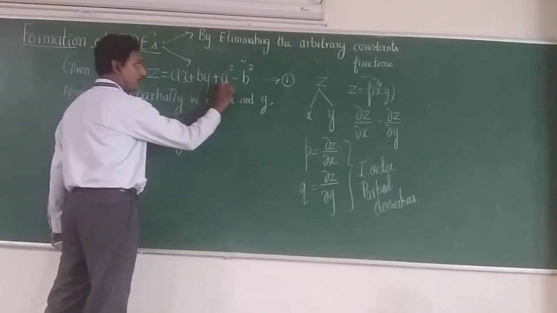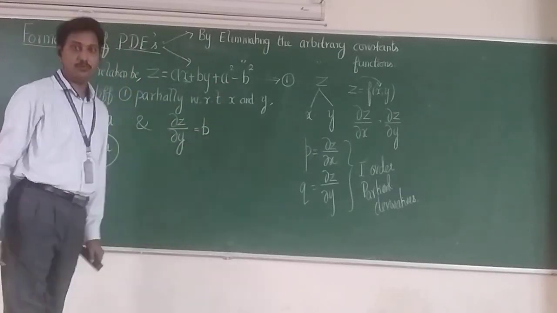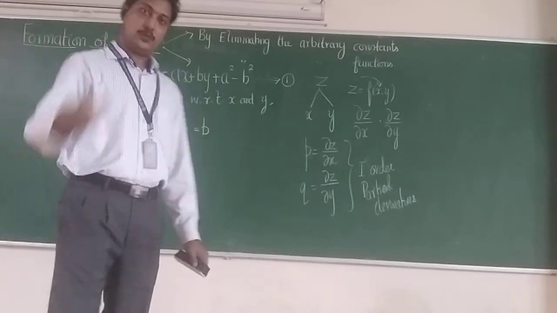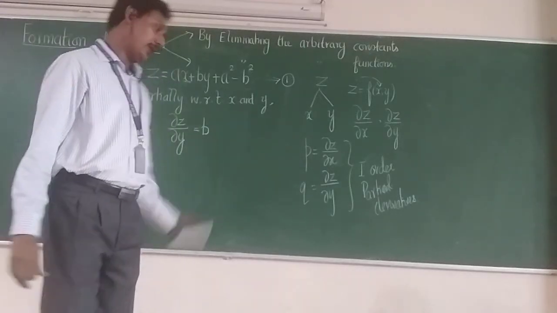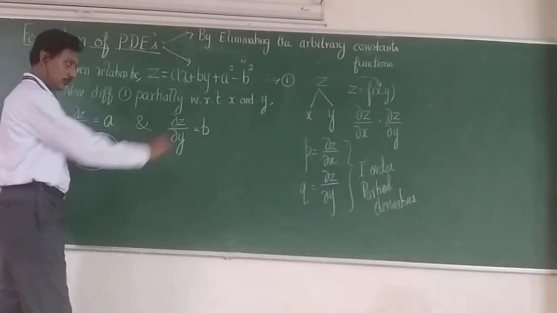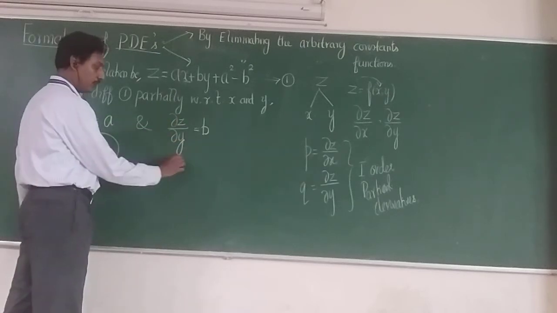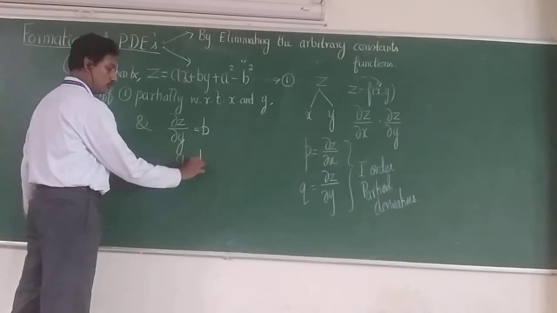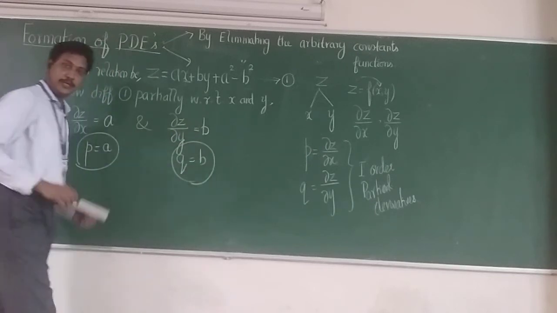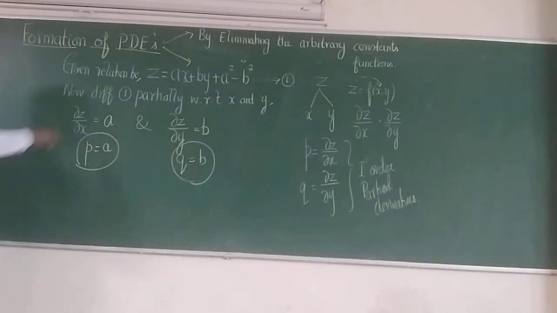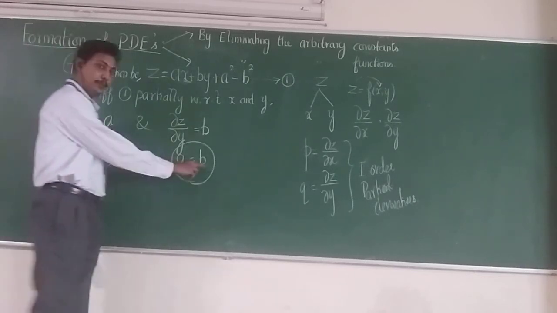What about the remaining two terms? There is no variable y involved, so that is a constant. Differentiation of a constant is 0. So I got ∂z/∂y equal to b. And what is the notation for ∂z/∂y? q. So q is equal to b. That's right. So from this we found that the arbitrary constant a is p, and the arbitrary constant b is q.